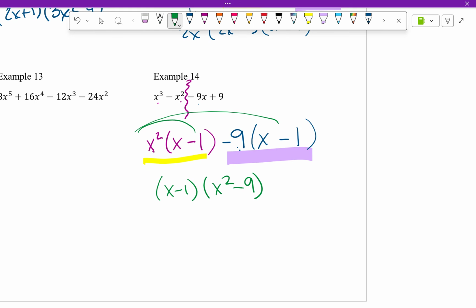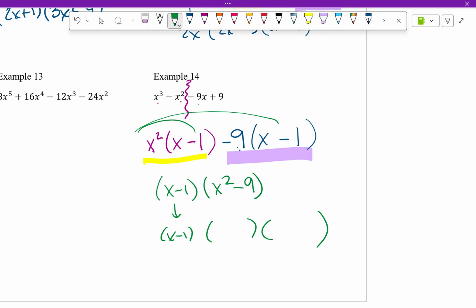If we look at our instructions, remember they say factor completely. Look at that back piece. It should be bothering you. What type of factoring is that back piece, the x squared minus 9? It's a difference of squares. It's possible to get a difference of squares in the back part when we do this. So I'm going to keep dropping down the x minus 1, and then do a difference of squares in this back part. This isn't going to happen on every problem, but you have to be aware that it could happen.